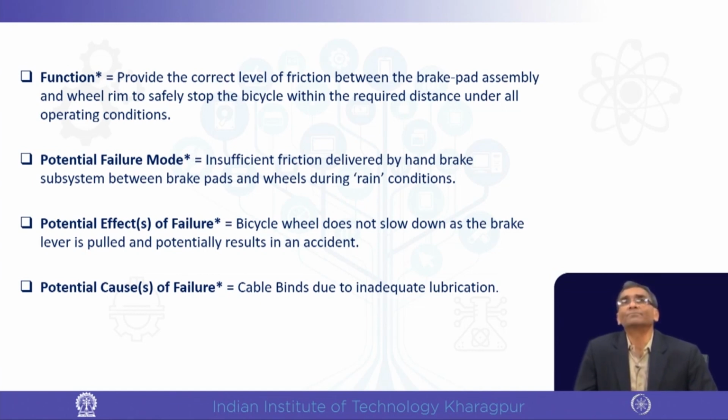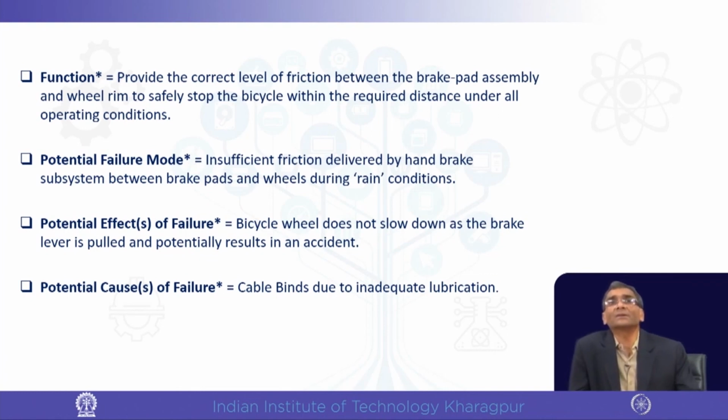Wheel rim to safely stop the bicycle within the given range or within a distance under all operating conditions. So, when it is raining, even in the rain it should function and stop. Potential failure mode, how it can fail: insufficient friction delivered by handbrake to the subsystem between the brake pads and wheel rims. Potential effects, what will happen? Bicycle wheel does not slow down as the brake lever is pulled and potentially results in an accident. So, that is the effect. So, it is very severe. That is why you will find it is in category 10, top 10.